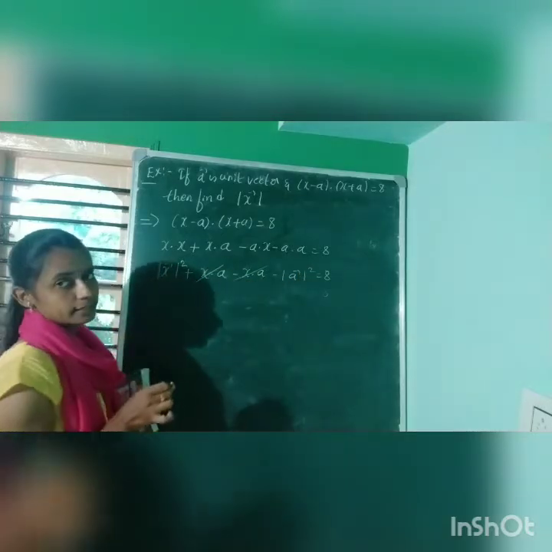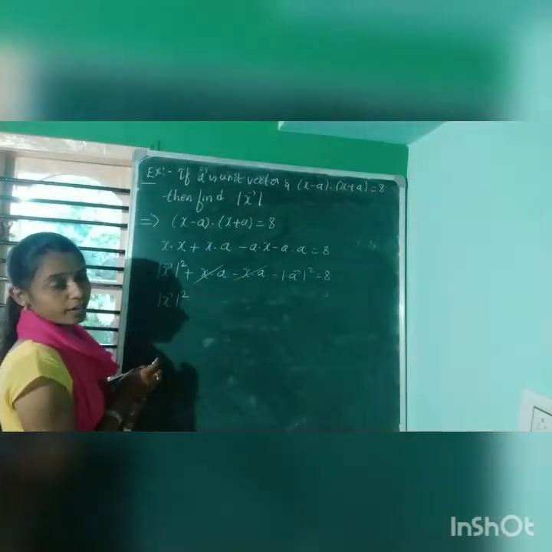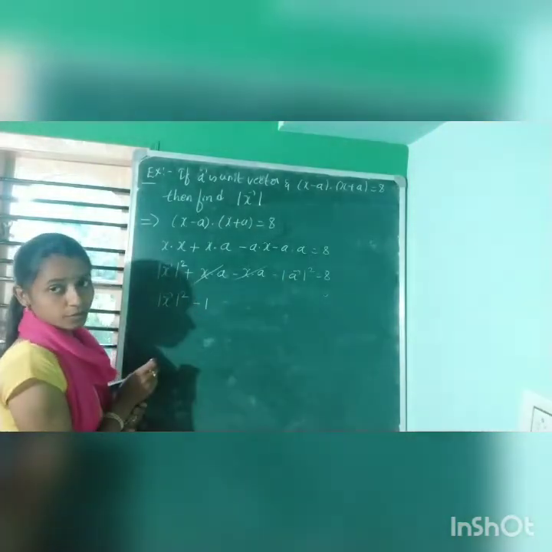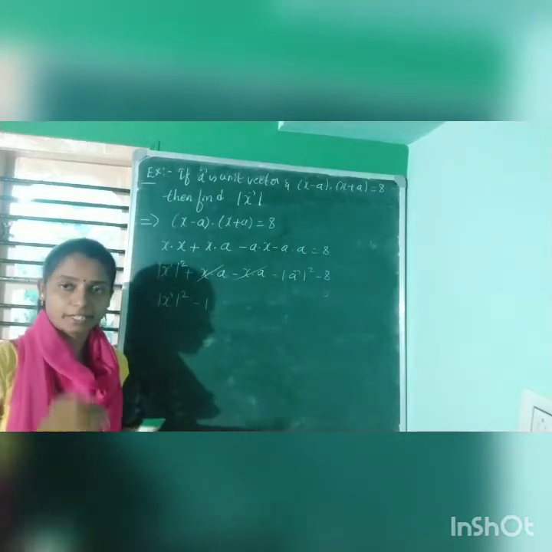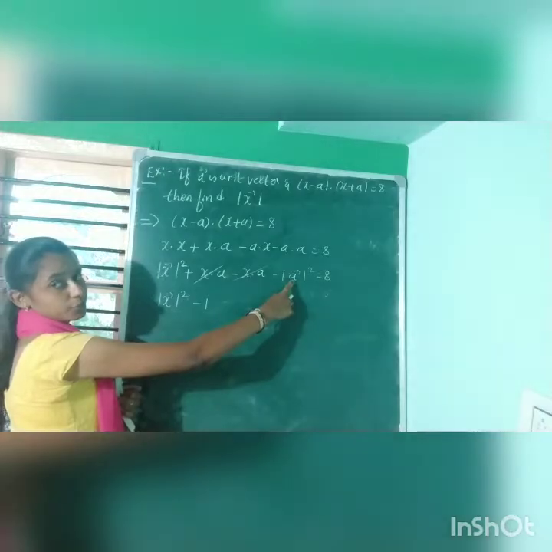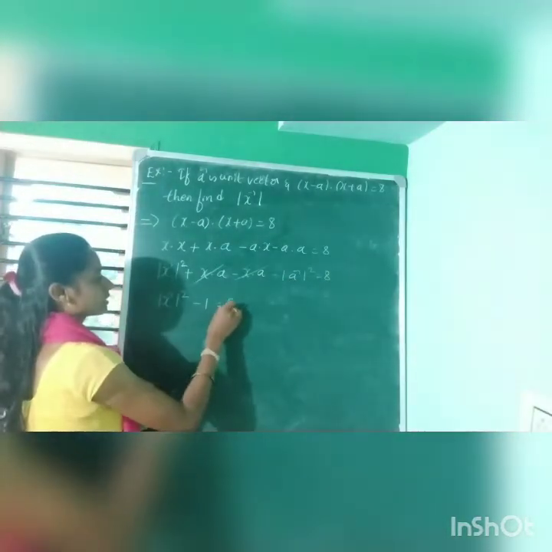Now these two get cancelled because of opposite sign. Now we need to find this magnitude of x. I'll just write the value of this one is 1. Why? Because A is a unit vector. Unit vector means their magnitude is 1. Therefore, this magnitude of A is 1. 1 square is nothing but again 1.